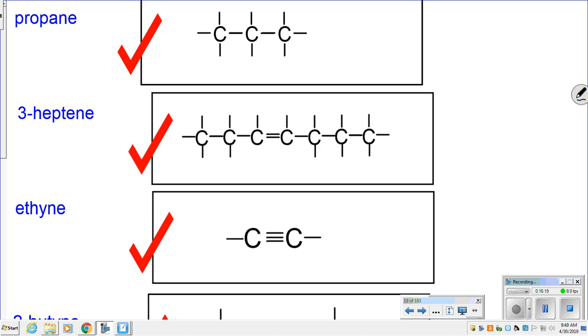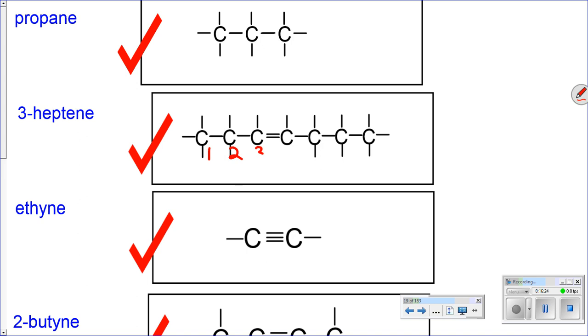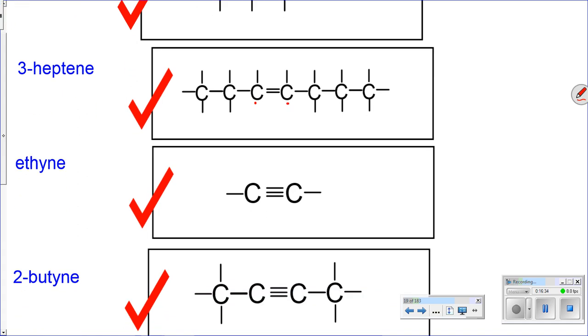So propane, 2, 3 heptene. So this goes 1, 2, 3 in. You could number from the other direction. Just be cautious. I prefer to usually just go from left to right and make sure each of these don't only have the 1 hydrogen on them. Be very careful to check that out.